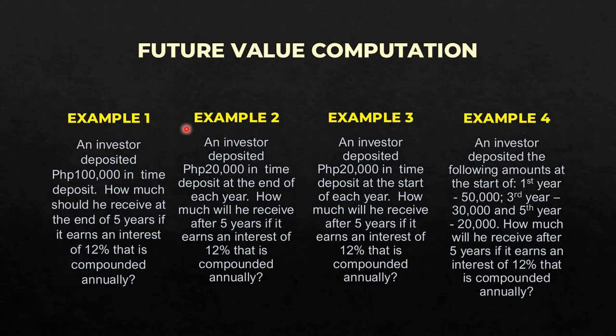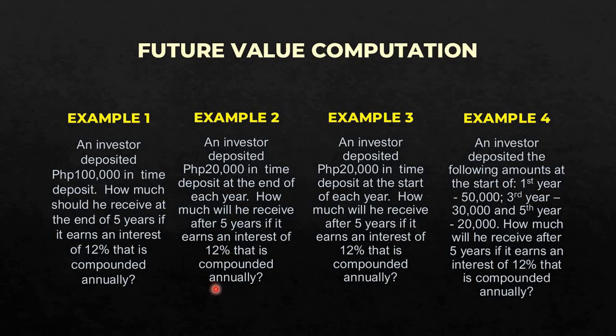Ngayon, for example number 2, an investor deposited 20,000 pesos in time deposit at the end of each year. How much will he receive after 5 years if it earns an interest of 12% that is compounded annually? So, for example number 2, same pa din ang tanong as in example number 1. Magkano daw ang marireceive natin after 5 years kung tutubo yung ating deposit ng 12% interest compounded annually?